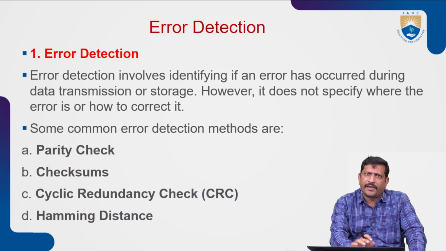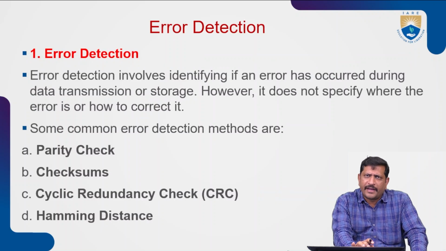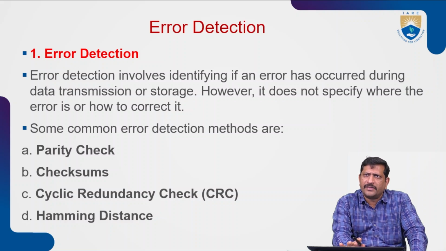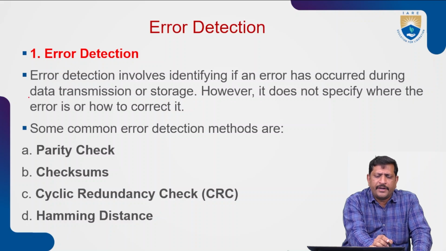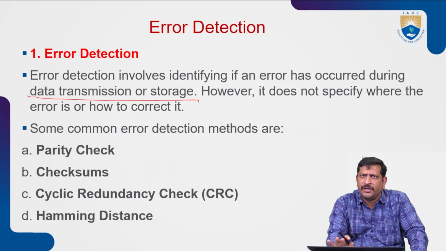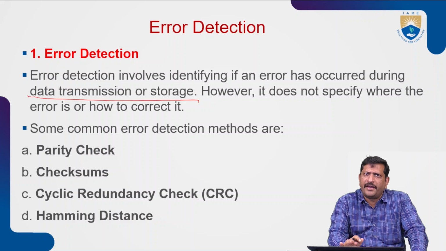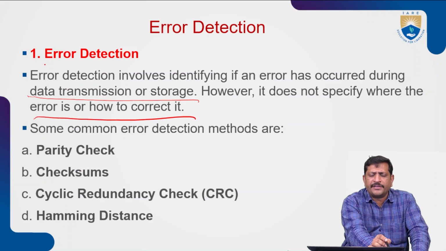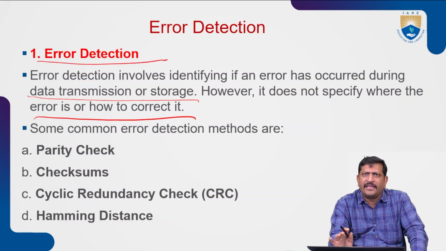Error detection is mainly identifying the errors, if any errors have occurred during the data transmission or data storage while communicating between two different devices. It does not specify where the error is or how to correct it. It is only an error detection method, which detects the error when error messages are received.